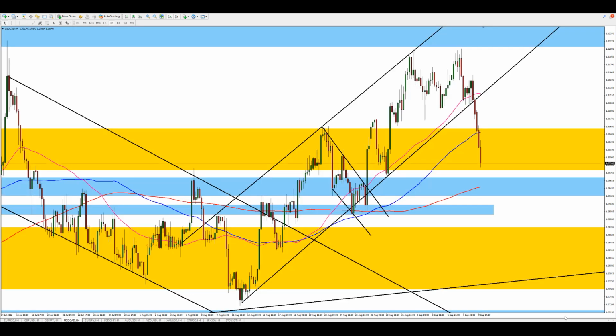Let's look at USD CAD. USD CAD has been making serious moves to the downside. Can you see the series of bearish candles? I would like to see the number of pips it has moved. It has moved more than 100 pips, people.